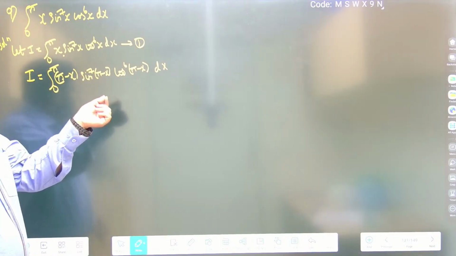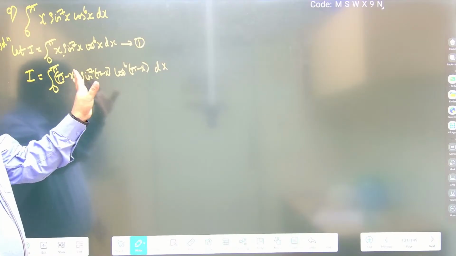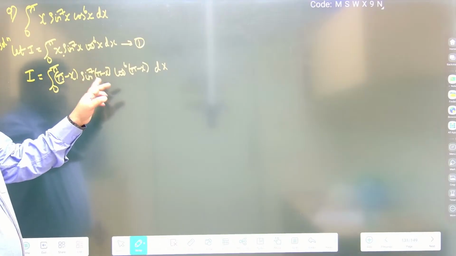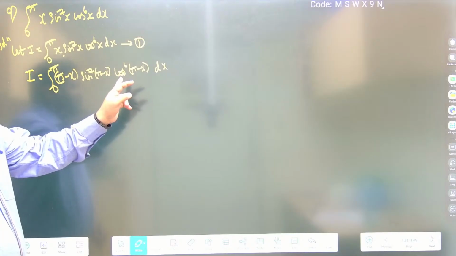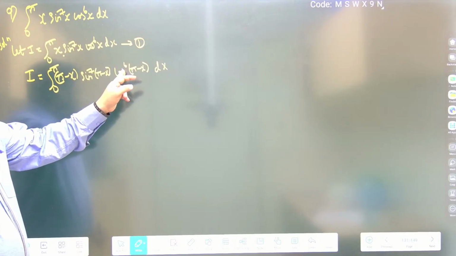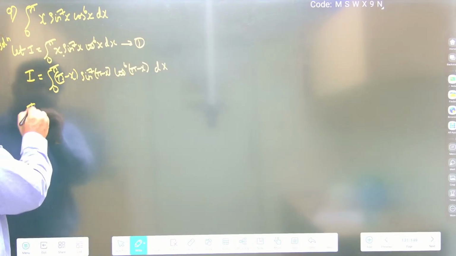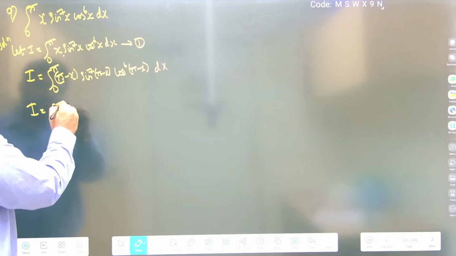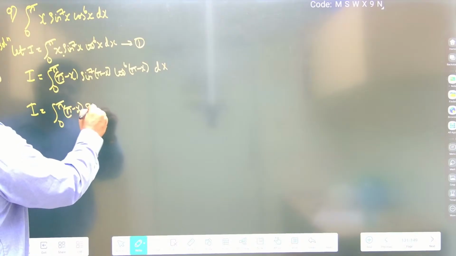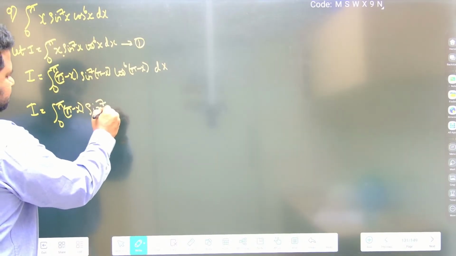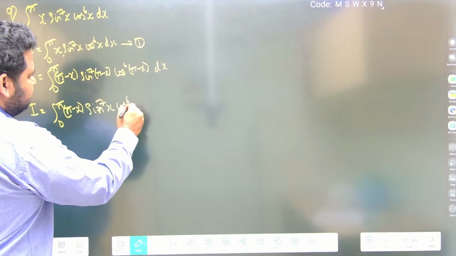Sin 180 minus theta is sin theta, so it will be sin power 7x only. Cos power 6 of (pi minus x): cos (pi minus x) is minus cos x, but here it is an even power, so this will become plus. So I will be equal to integral from 0 to pi of (pi minus x) into sin power 7x into cos power 6x dx.